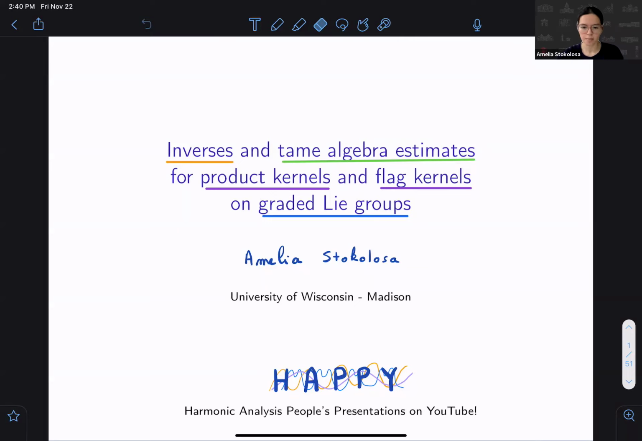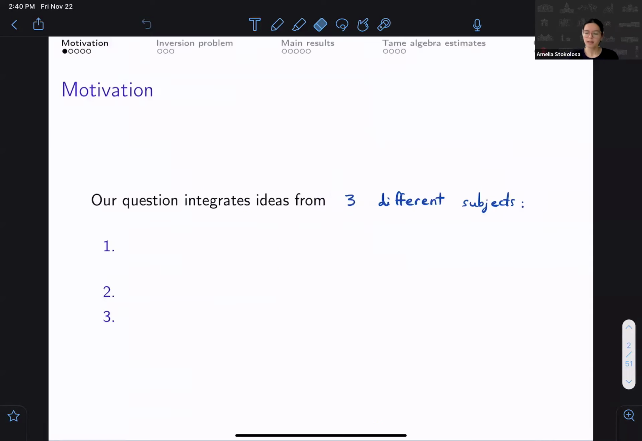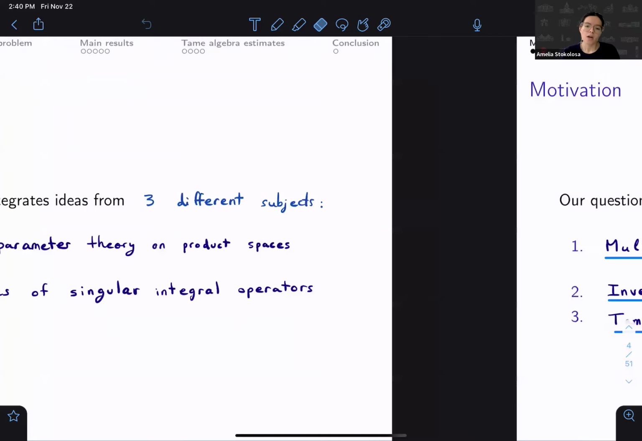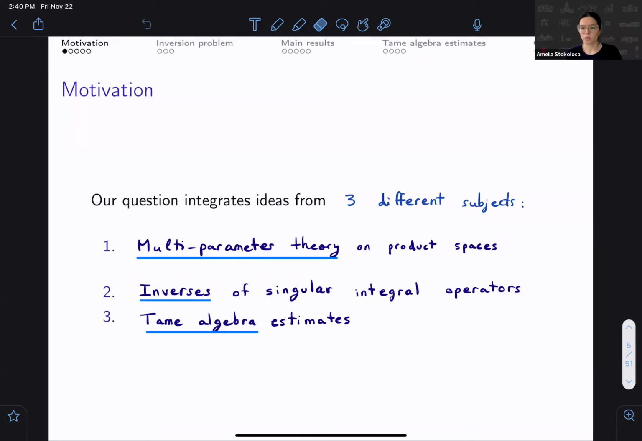Okay, so to talk more about the math here. The setting is the following. Our question integrates ideas from three different subjects. The first one is the multi-parameter theory on product spaces. The second one is the study of inverses of singular integral operators, which is very useful when studying certain PDEs. And finally, when you're looking at the study of certain nonlinear PDEs, tame algebra estimates also pop up. So our question is going to integrate these three subjects.